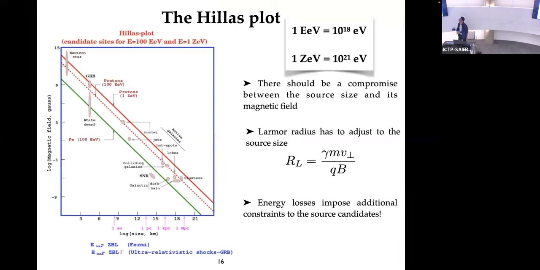But we are doing this because we want to learn some physics. One open question is, what are the sources? What are the typical sources of these cosmic rays? Are they normal galaxies? Are they AGNs? Are they gamma ray bursts? Are they magnetars?